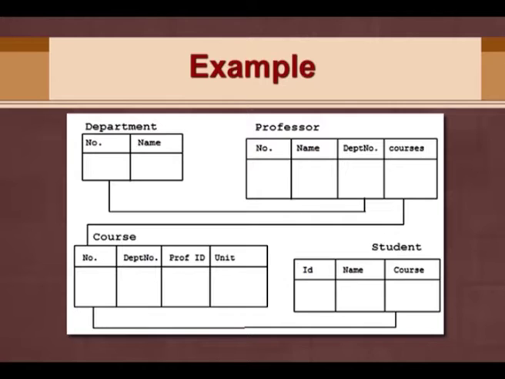So, this is an example. The earlier example I had taken here, each and every thing is taken as a table. Department is a table wherein department number and name are the fields.